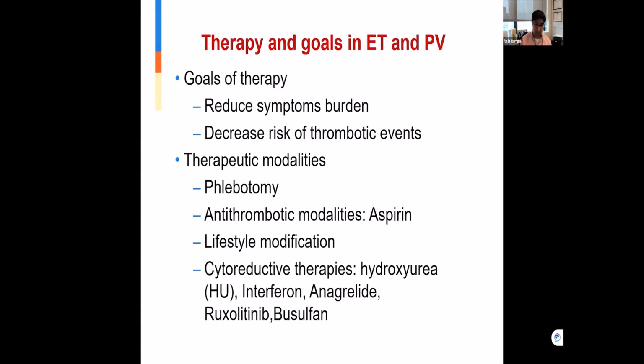How do we do that across both ET and PV? We use things like phlebotomies for PV. We use aspirin for both ET and PV. Lifestyle modification. This is important, right? When patients ask, what can I do to help myself? Lifestyle modification is one of the things. And what does that mean?